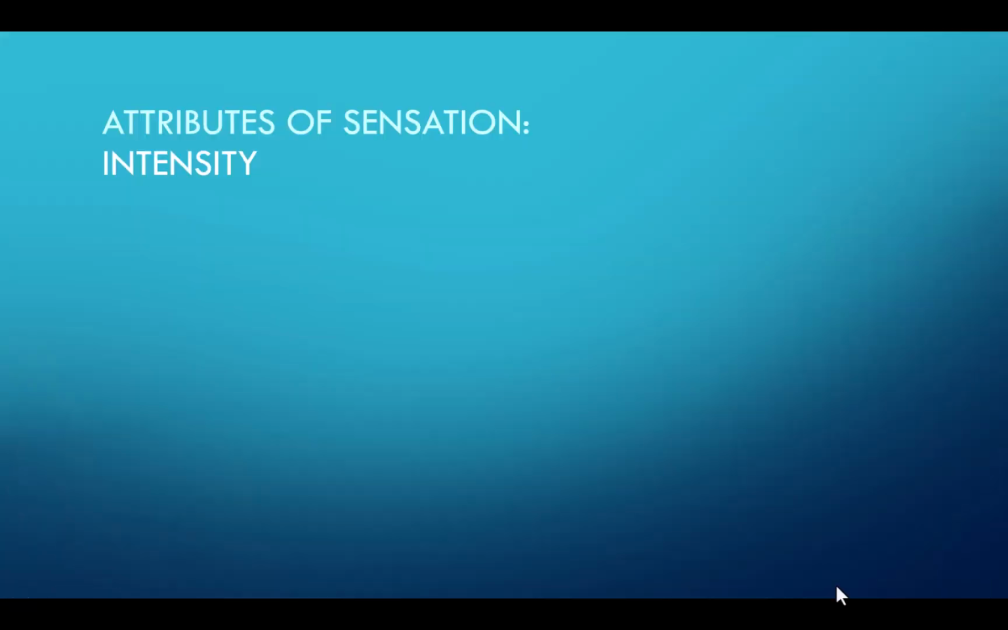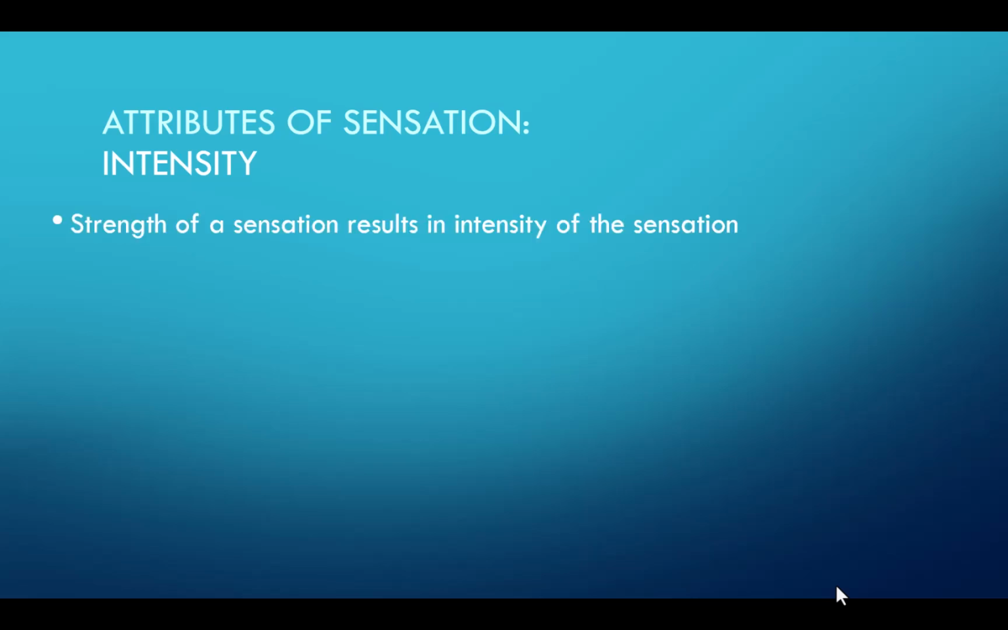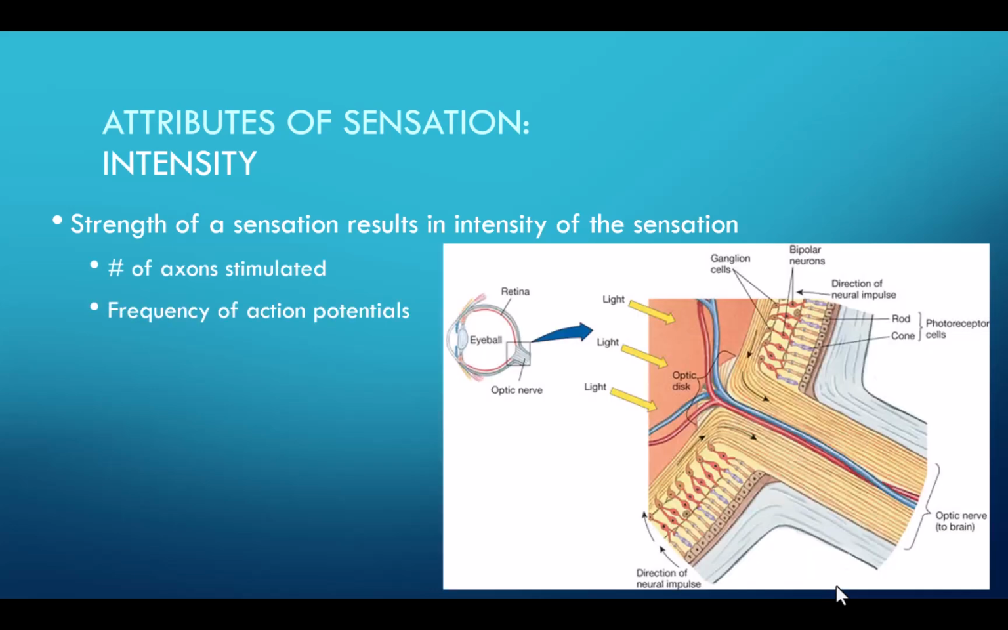The first attribute of sensation we are going to talk about is the intensity of the sensation. The strength of the sensation results in the intensity of the sensation, and this is based on the number of axons that are stimulated and the frequency of action potentials. So the intensity of the stimulus helps us distinguish stimuli that are stronger or weaker from one another. The more axons stimulated, the stronger the intensity of the sensation. The more frequent the action potentials, the more intense the sensation is.